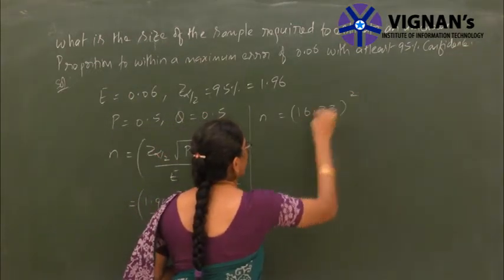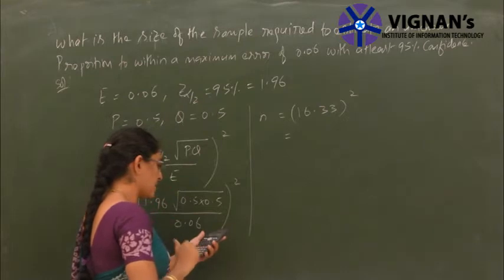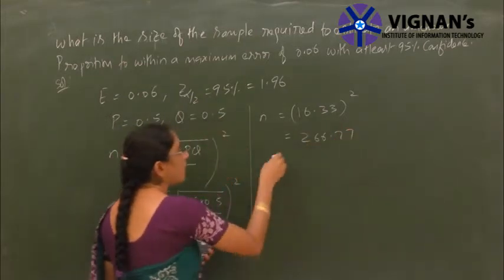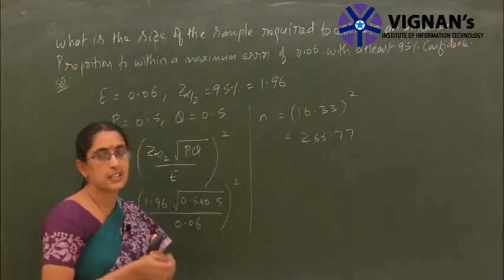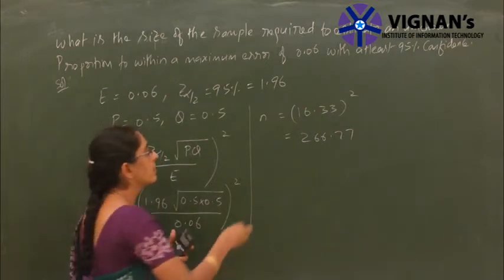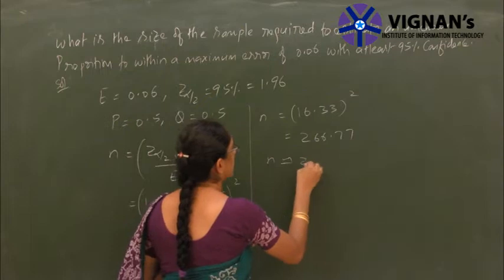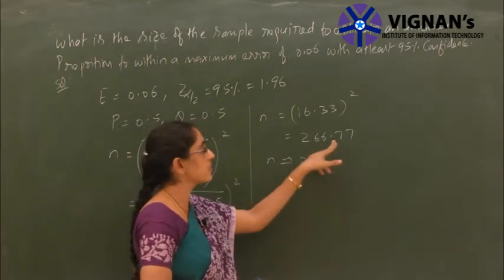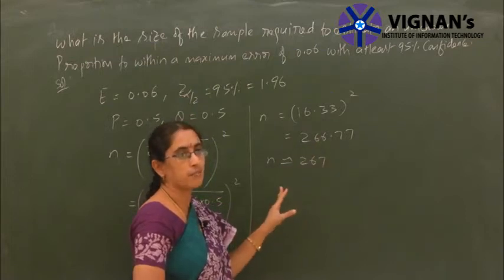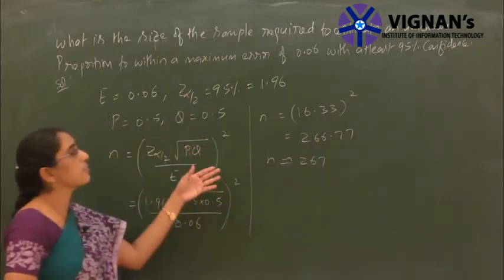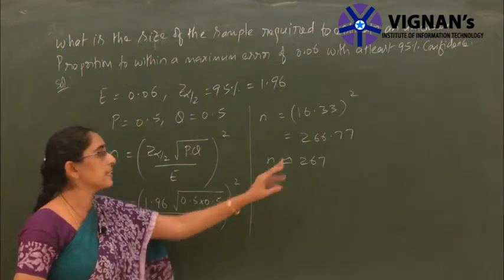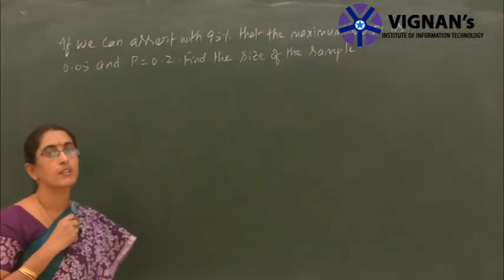Now we have to take the square of that, which is 266.77. Now we have to round off the sample size. The sample size must be an integer, so n is approximately 267, because after the decimal we have 7, so we round off to the next number. So the sample size for an unknown proportion at 95% confidence is 267.